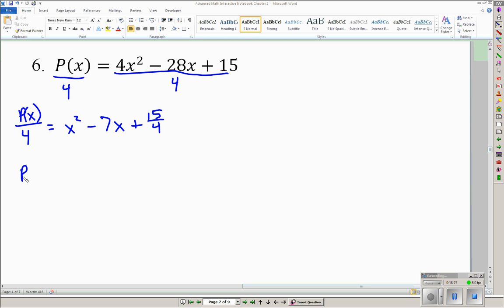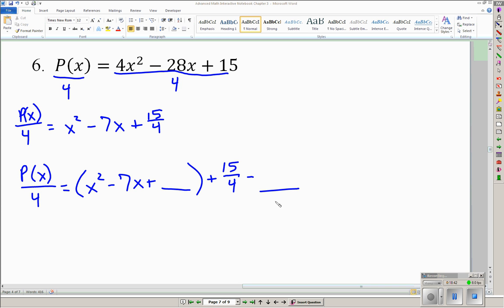Now let's rewrite with the blanks. P of x over 4 equals, and we'll keep the x squared and x's together, plus blank, and then plus 15 fourths minus blank. What number goes in the blank? Half of b squared. Half of negative 7 squared. Square the negative 7, square the 2, you get 49 fourths.